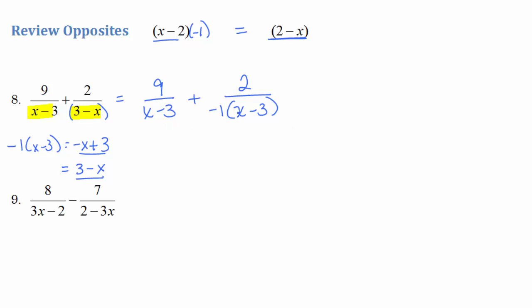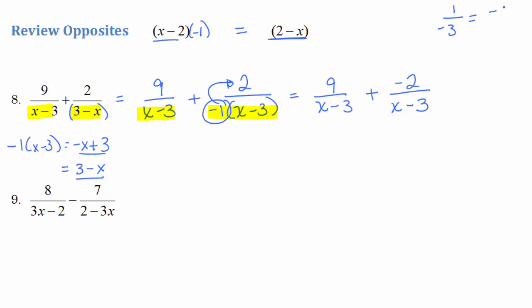Now, still not the same denominator, because this is x minus 3 and this is negative 1 times x minus 3. Well, I can do a little math magic. I can take that negative 1 and move it upstairs and make that a negative 2. If you remember, 1 over negative 3 is the same as negative 1 over positive 3. As long as one is negative, then the whole fraction is negative. So that's why I can do that little trick and move the negative upstairs.